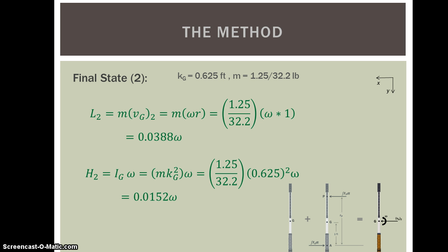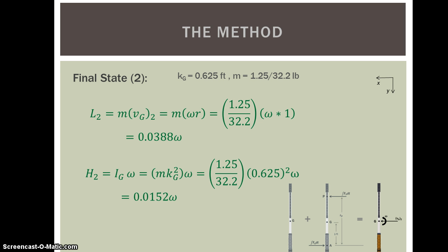Now that we know that part, we finally go to the final state. So we see here with the linear momentum portion, that is simply a relation of the mass times the velocity, which we can relate to an omega-like term of the angular velocity times the radius away.